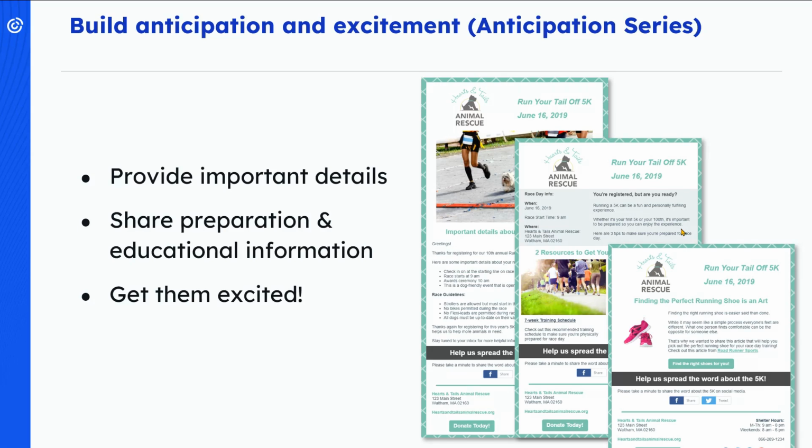If you have this anticipation series set up inside the account, it gives them important details. Hey, this is when it starts. Here's the start time. Here's the address of where to start. You can give parking recommendations and such as well. But you're providing those important details. You're sharing preparation information. You're getting them educated on what the event is or what the purpose of the event is. You're helping them get excited.